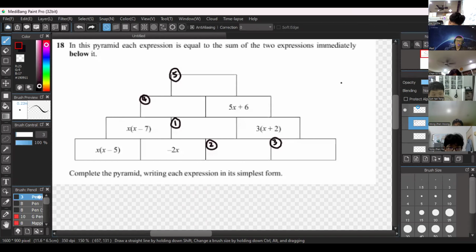Okay, so the final question. This one is kind of similar to question 1. In this pyramid here, each expression is equal to the sum of the 2 expressions below it. So this will equal the one on top. We need to complete the pyramid and write each expression in its simplest form. For this one, maybe 2 minutes. I think 1 minute 30 seconds is enough. Okay, sure.